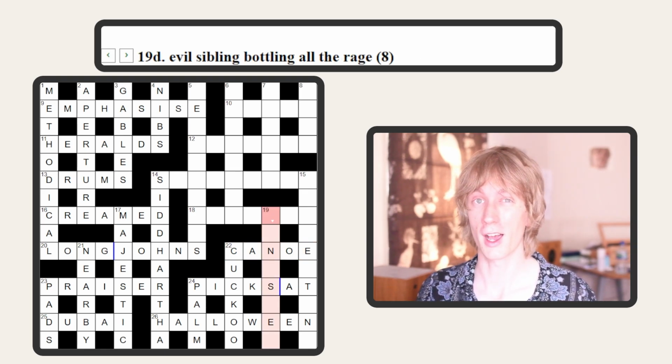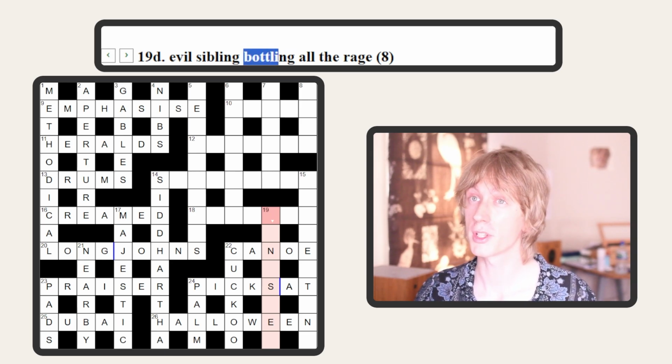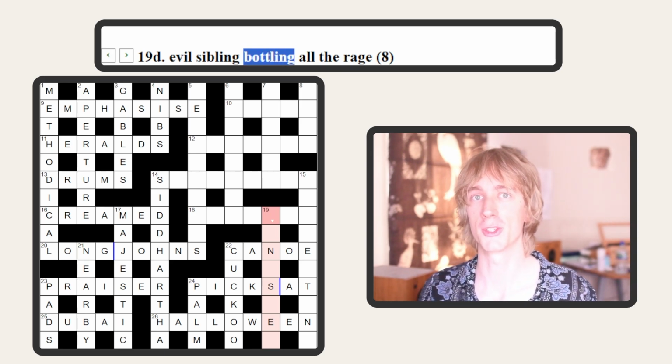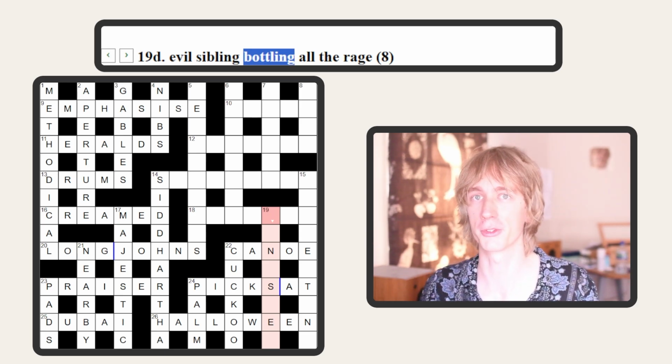So 19 down, evil sibling bottling all the rage. Well, bottling is an indicator telling you to take something inside of it, right? If you bottle something, you kind of package it inside a bottle.